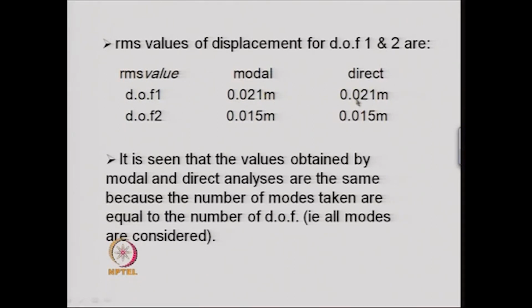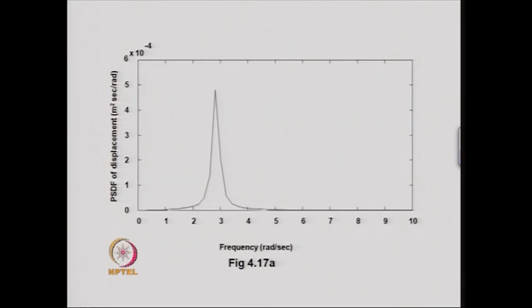So, they are the same because we have taken all the three modes into consideration. Similarly, for degree of freedom 3, the modal analysis gave 0.015 and the direct analysis also gave 0.015. The shape of the power spectral density function for degree of freedom 1 is shown over here, and we can see that the power spectral density function is peaking almost at the first frequency of the structure.